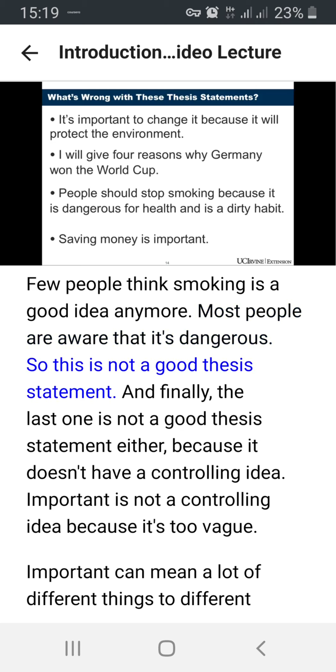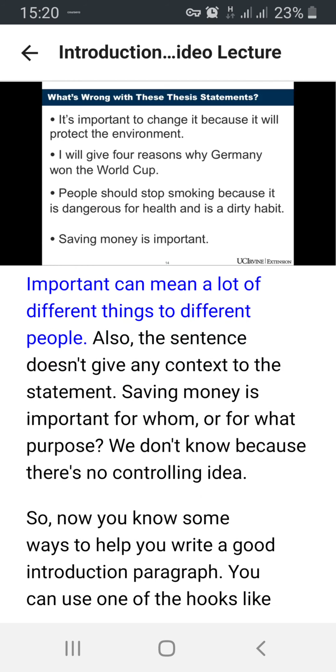And finally, the last one is not a good thesis statement either, because it doesn't have a controlling idea. Important is not a controlling idea because it's too vague. Important can mean a lot of different things to different people. Also, this sentence doesn't give any context to the statement. Saving money is important for whom? Or for what purpose? We don't know because there's no controlling idea.